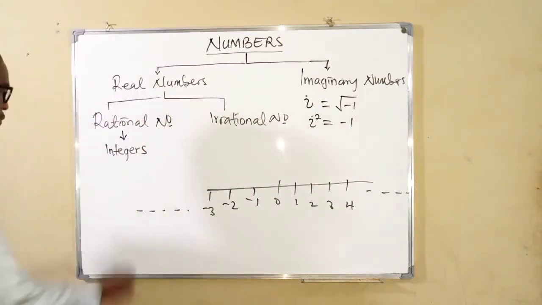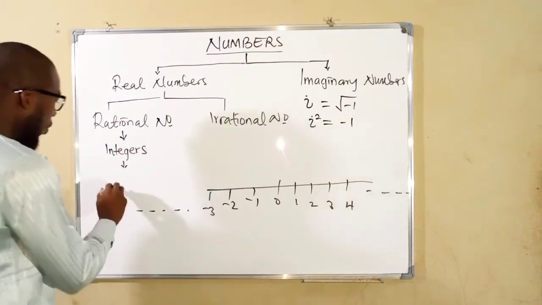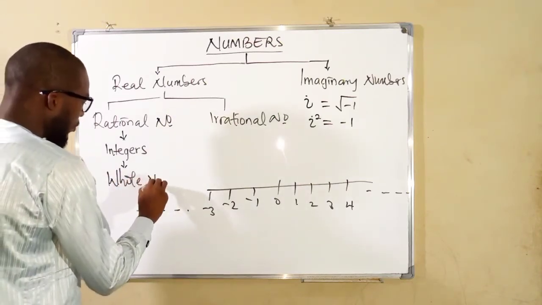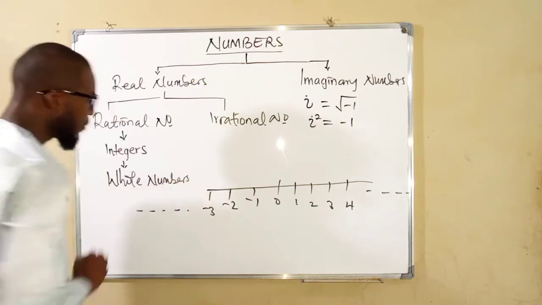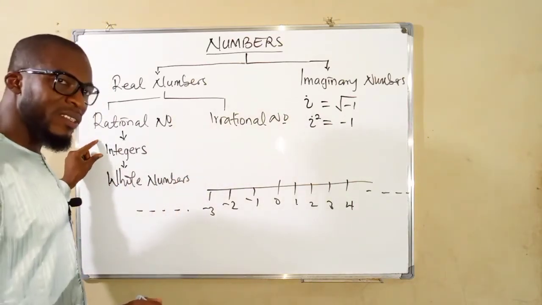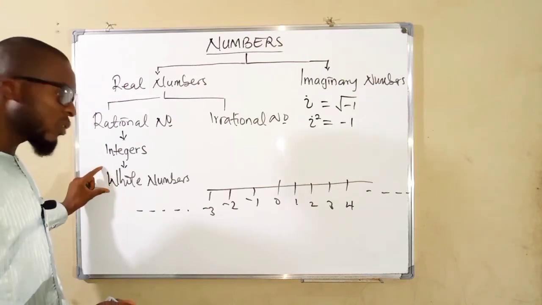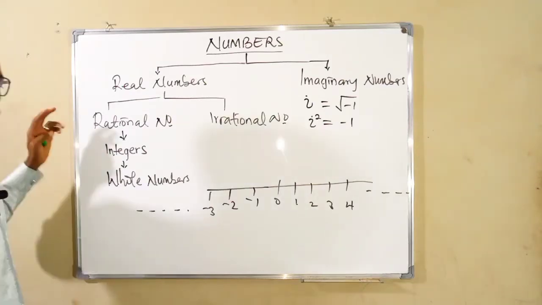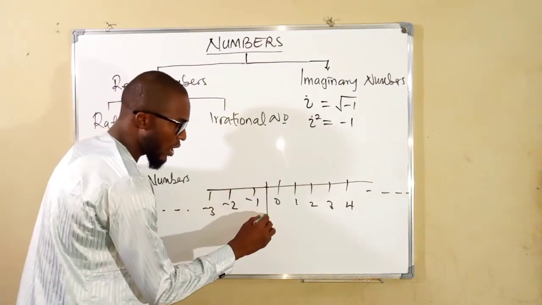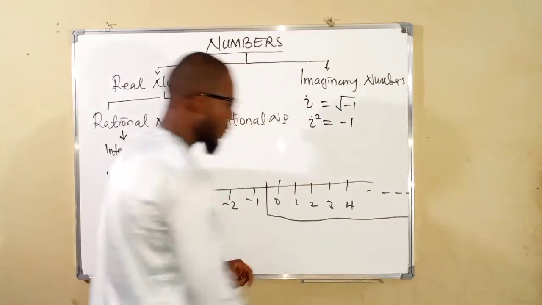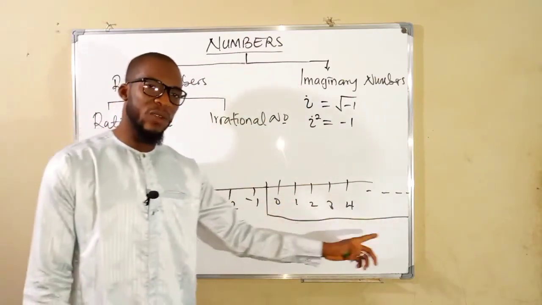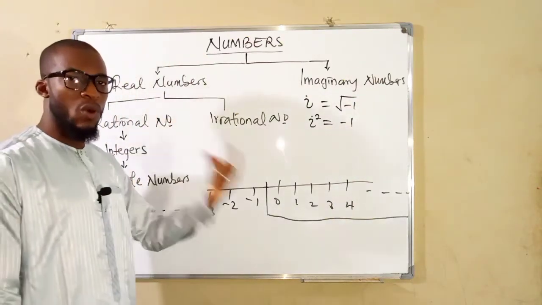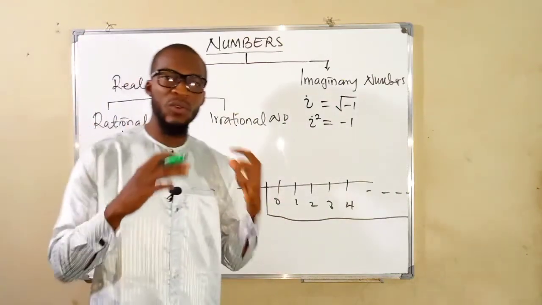So, under these integers we have whole numbers. Whole numbers are a subset of integers because all whole numbers are integers, but not all integers are whole numbers. Alright, so whole numbers begin with 0 and any other number to the right. So we have 0, 1, 2, 3, 4, 5. In that order, we call them whole numbers. They are all whole numbers.